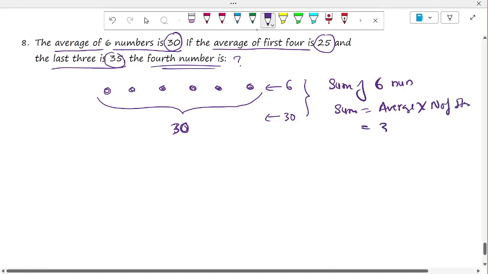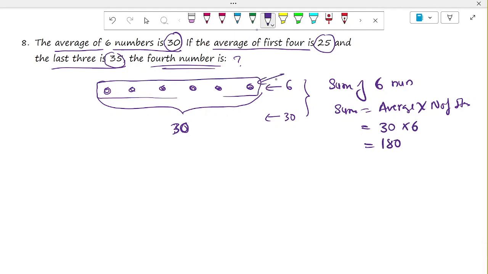So what is the average here? 30 into 6. So what is the answer? 180. So when I add all these six numbers, I am getting the information that it is going to be 180. It is not given explicitly in the question, but you can find this out. If they give you the average and the number of items, you can find the total sum, right?